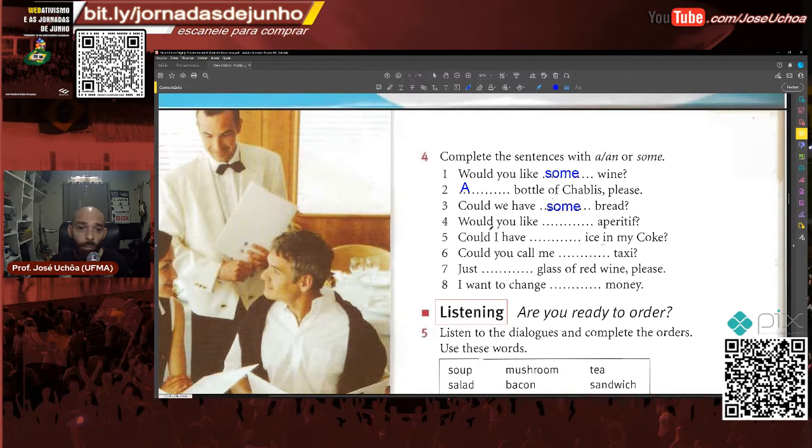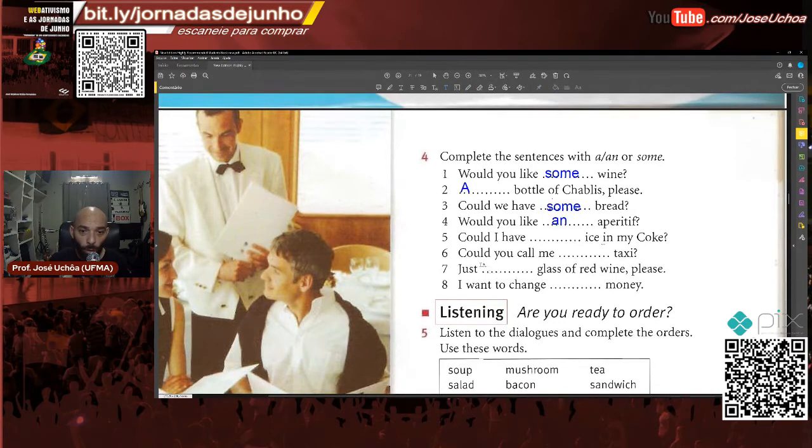Next one. Would you like aperitif? We have seen this in the example. Aperitif starts with a vowel sound, a. I can count doses of aperitif. It is implicit when I say aperitif that I'm talking about a dose of a mixture of drinks or a specific drink. So, aperitif, a, an, or some. What do you think? That's it. An aperitif, because it starts with a vowel sound, an aperitif. And I'm not being specific here, any aperitif, okay?